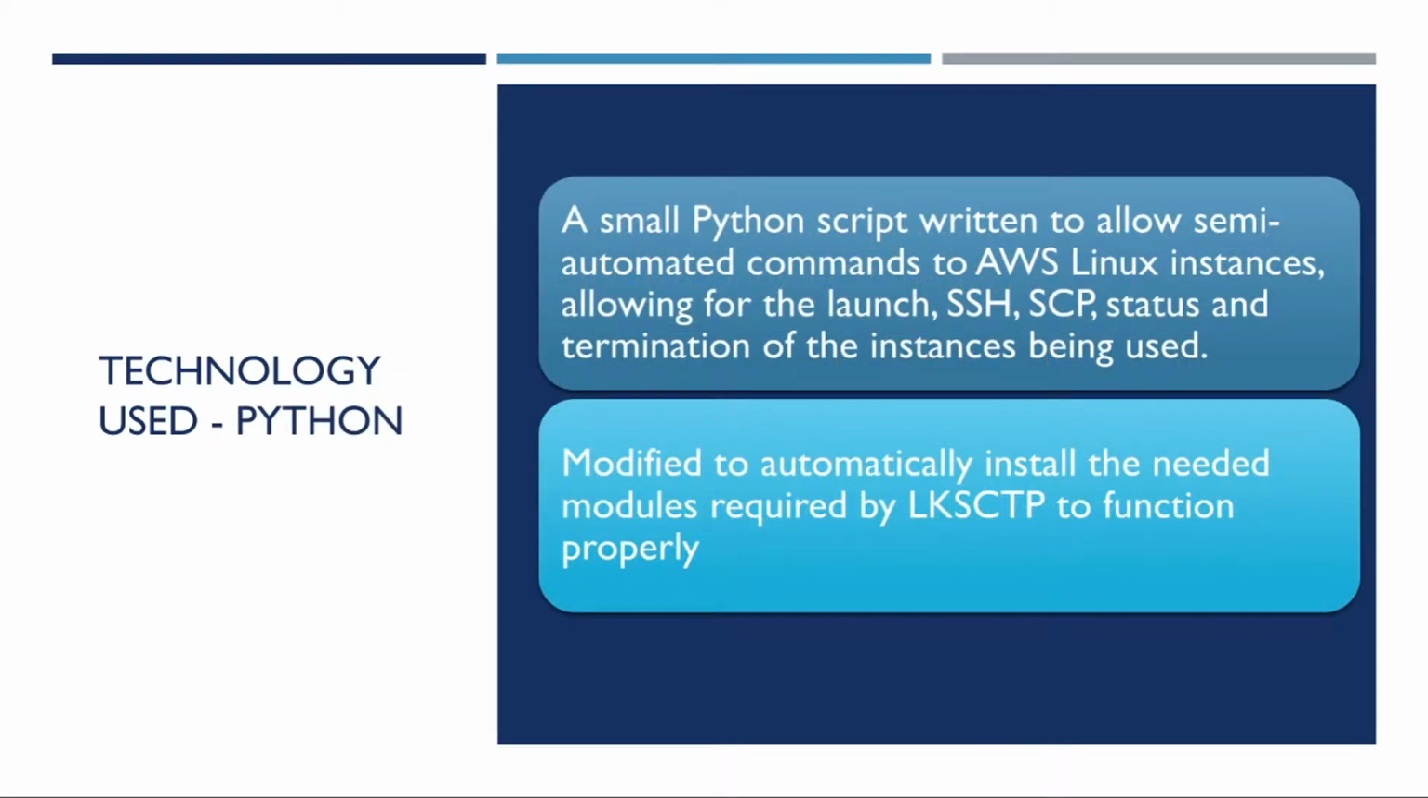The other technology I used was a Python script. It's a Python script that I wrote that allows semi-automated commands to AWS Linux instances. I could launch instances, SSH into instances, SCP files into instances, and get the status of instances and terminate instances. This was modified to automatically install needed modules and other software that's required for the Linux SCTP module to function.